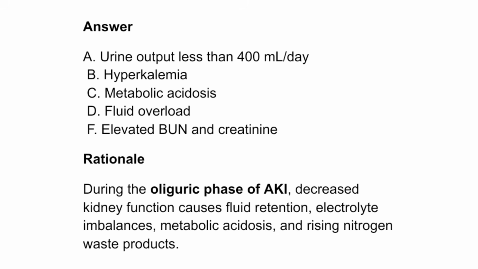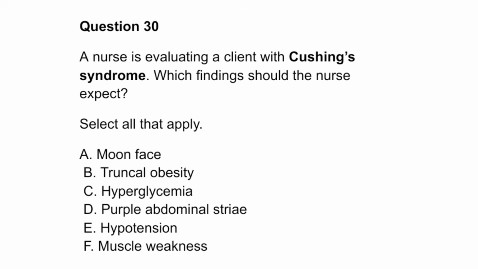B. Hyperkalemia. C. Metabolic acidosis. D. Fluid overload. F. Elevated BUN and creatinine. Rationale. During the oliguric phase of AKI, decreased kidney function causes fluid retention, electrolyte imbalances, metabolic acidosis, and rising nitrogen waste products. Question 30. A nurse is evaluating a client with Cushing's syndrome.